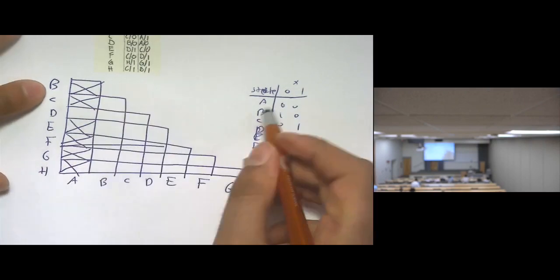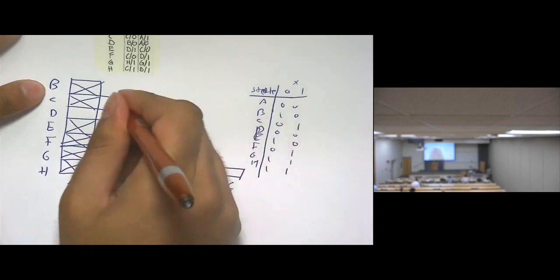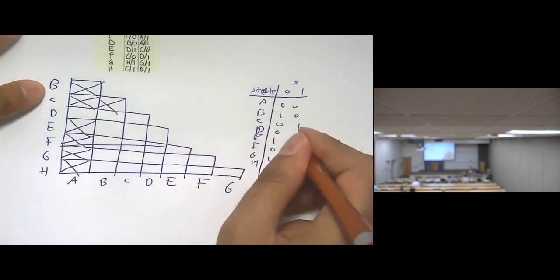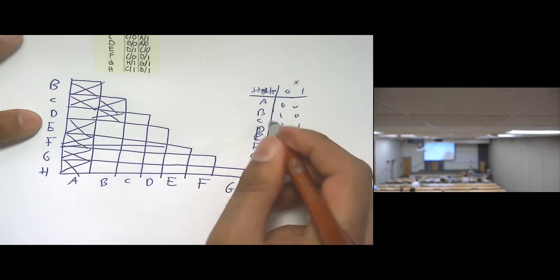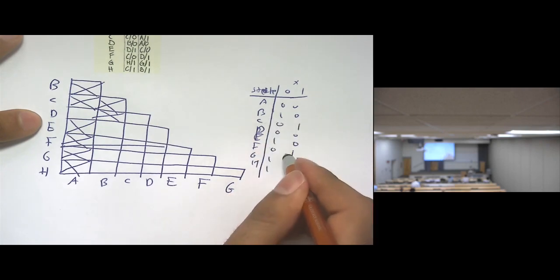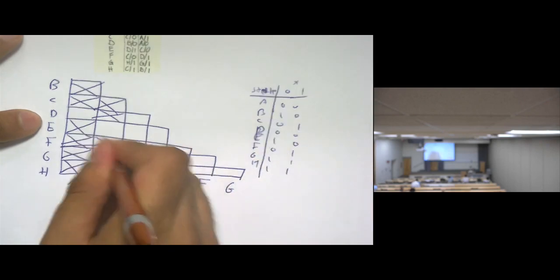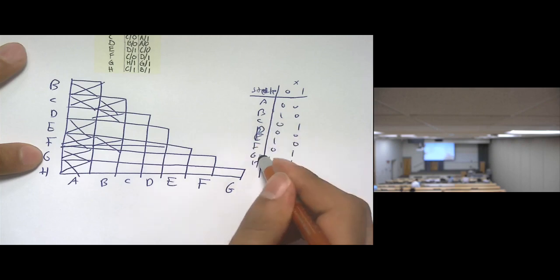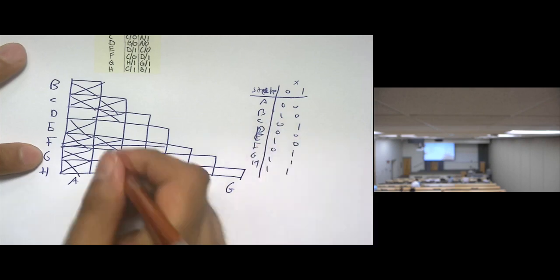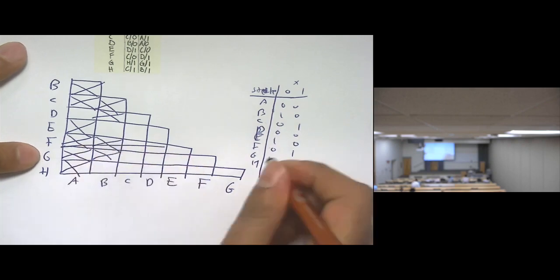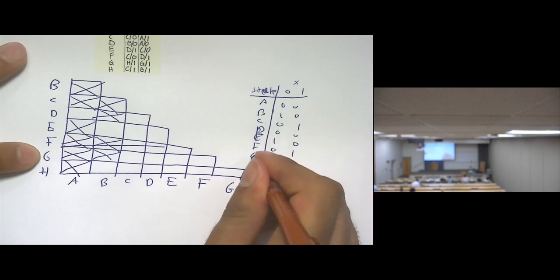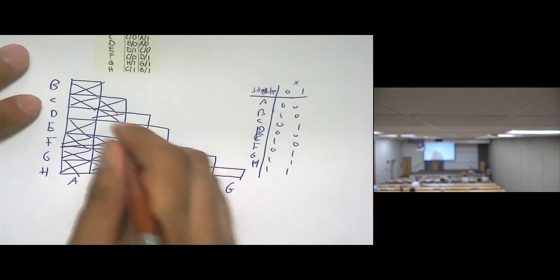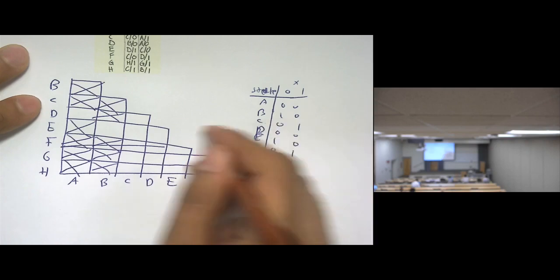B and C, are those the same? No. B and D, no. B and E, yes. B and F, no. B and G, no. B and H, no. Now C and D, are those the same?